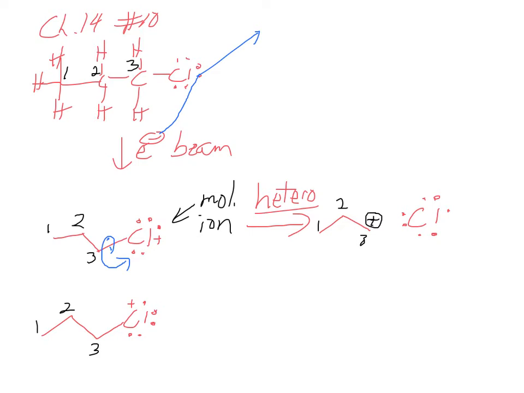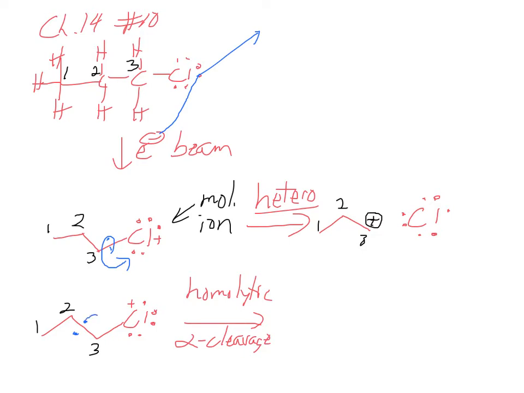Now the other way we can do this is the homolytic cleavage, or the alpha cleavage, where we break an alpha-beta bond from the radical. Carbon 3 here is the alpha carbon. That's the one that's bonded to the radical. Carbon 2 is the beta carbon. So we're going to break this bond right here. To do that, we're going to have to move those electrons.